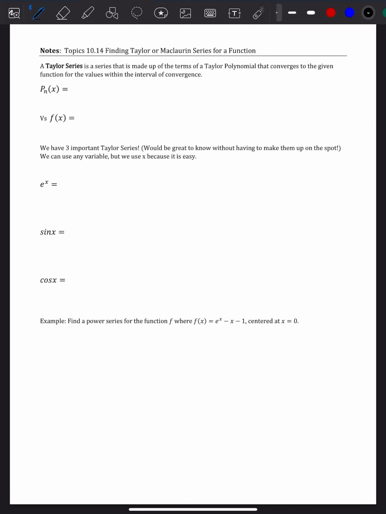Today we're going to be talking about Taylor and Maclaurin series. So we've been talking about Taylor polynomials and now we're going to talk about a series. The big difference between a Taylor polynomial and a Taylor series is that the Taylor series is going to become that function that it's representing.